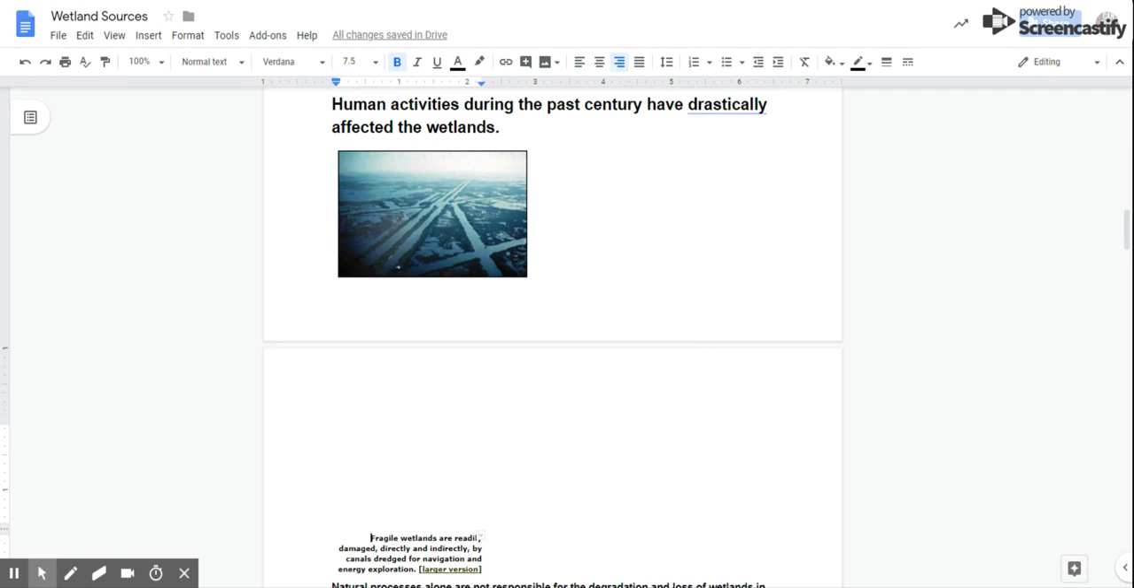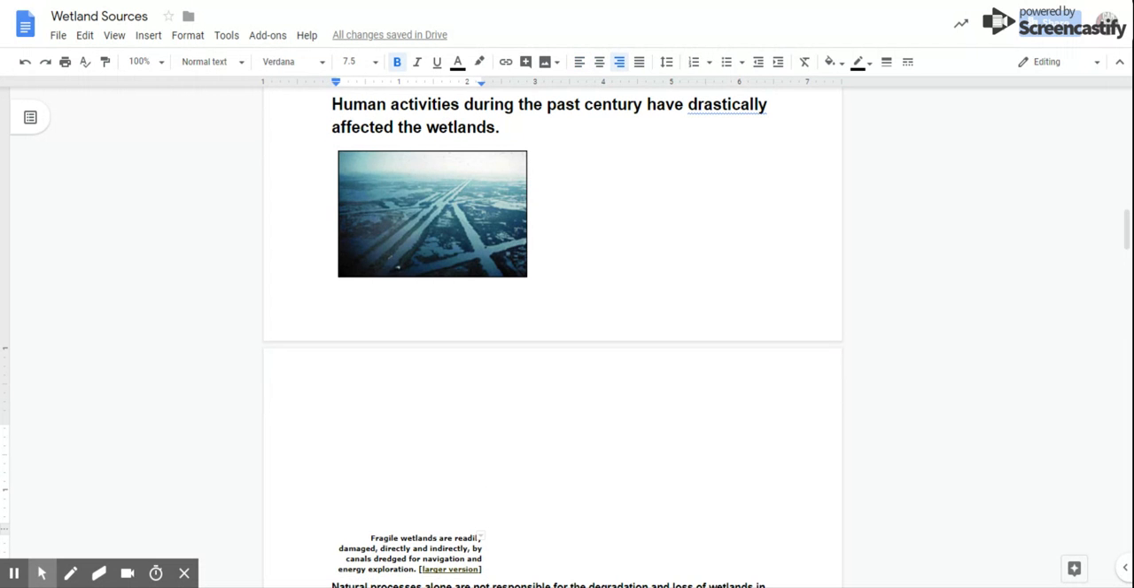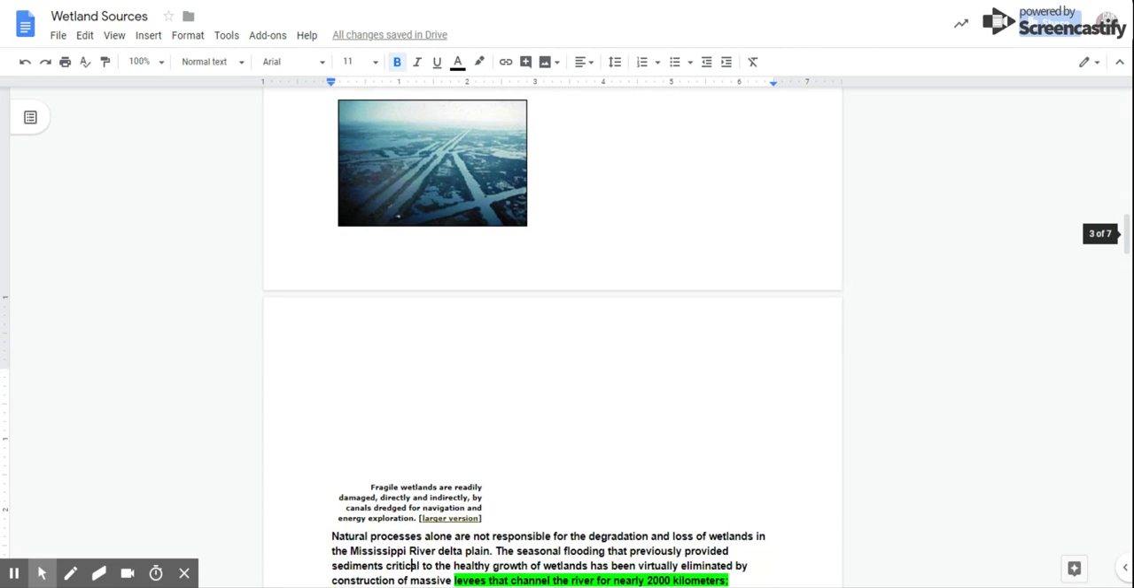One of the next causes of erosion is human activities during the past century. Human activity. Look at that picture right there. It is a picture of some of the coastal wetlands with all these different canals dredged through them by oil companies. It creates something called saltwater intrusion, which is our next thing.